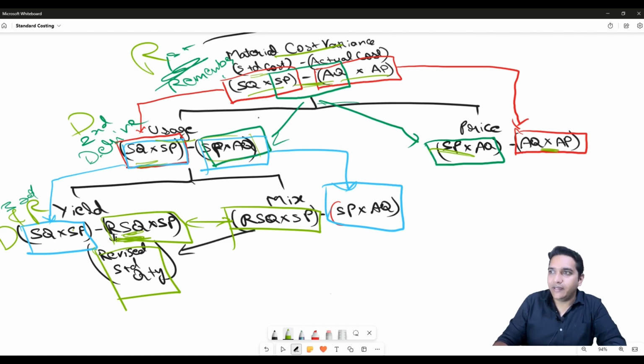Now moving on to yield and mix, we break up the usage formula into two parts again. So standard quantity and standard price, which is the first part of the usage formula, becomes the first part of my yield, and the second part of the usage formula, that is standard price into actual quantity, becomes the second part of my mix formula. Then we take the standard price and multiply it with a new or previously unused figure called revised standard quantity, in both the cases, yield and mix.